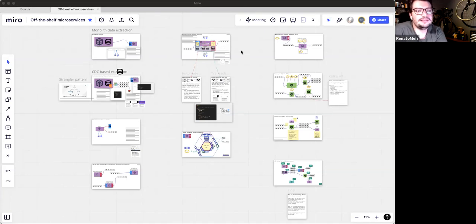So if there are a couple of outcomes for today, I would say take a look at the BASE systems, understanding what makes an eventually consistent system, and the Outbox pattern. Those are robust concepts that are really going to up your game when it comes to message-based microservices.